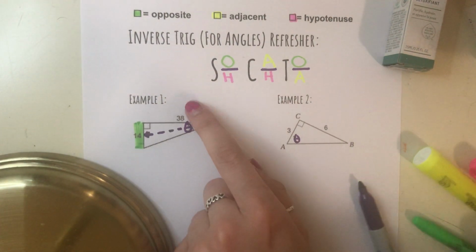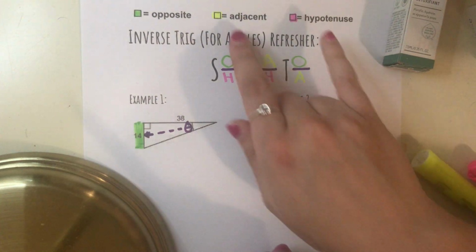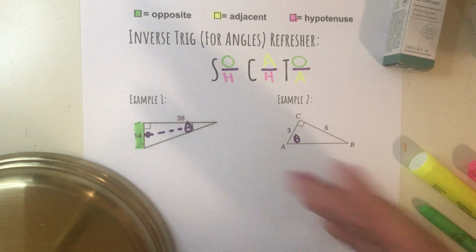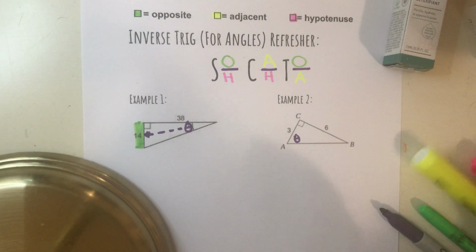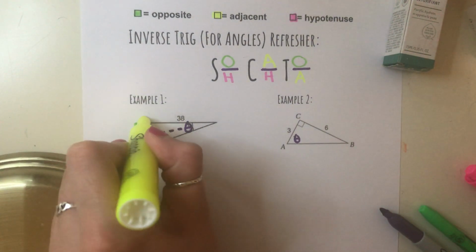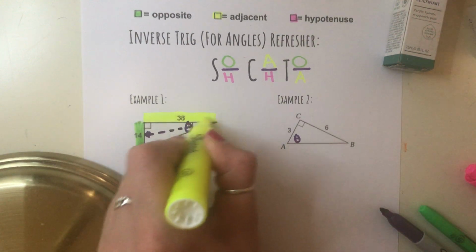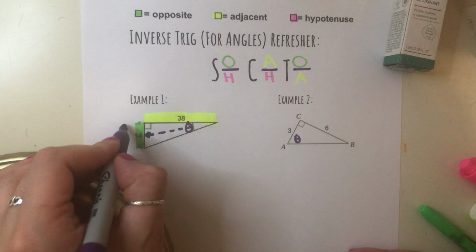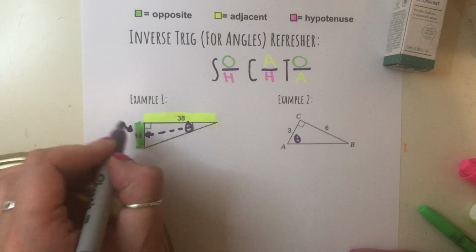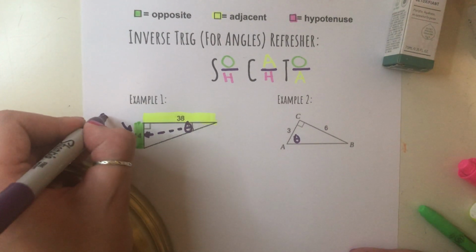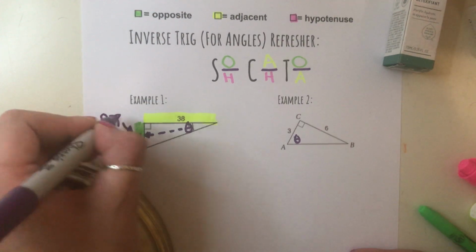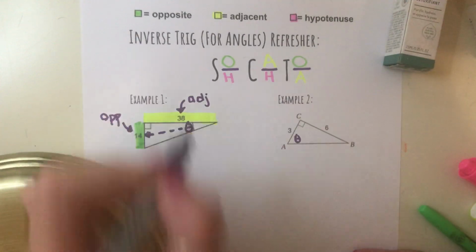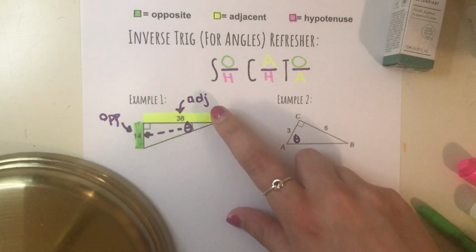And 38 could only be adjacent or hypotenuse, right? And since it's touching the right angle, I know it cannot be a hypotenuse, which makes it adjacent. So I'm going to highlight that yellow. I think color coding helps simplify these problems, so I encourage you to do it. But if you prefer to just label the sides as I'm doing right now, that would also be just fine. Okay, so we have our opposite side and our adjacent side.